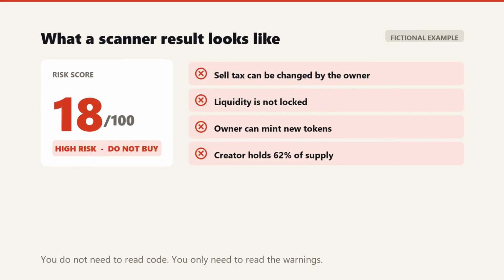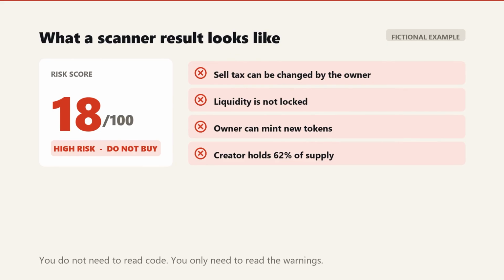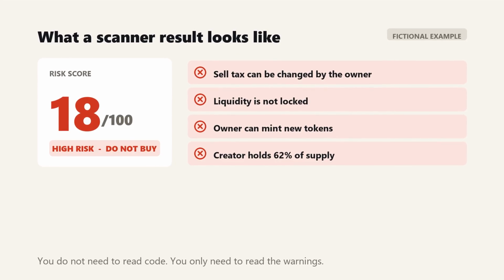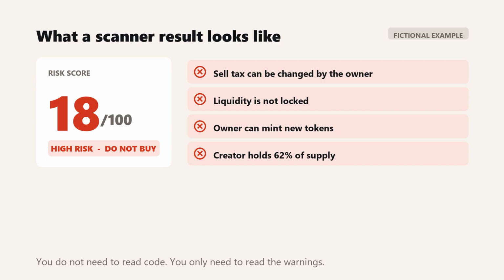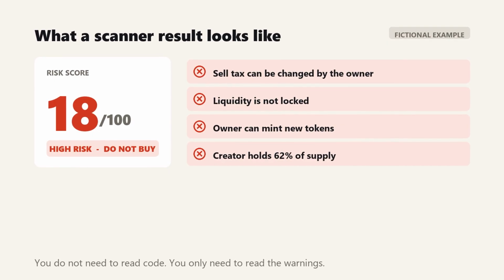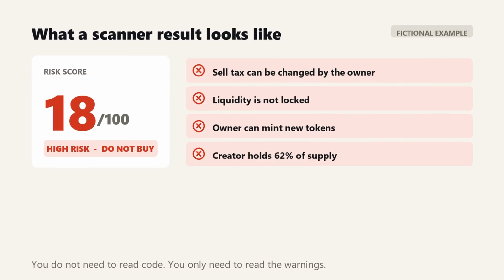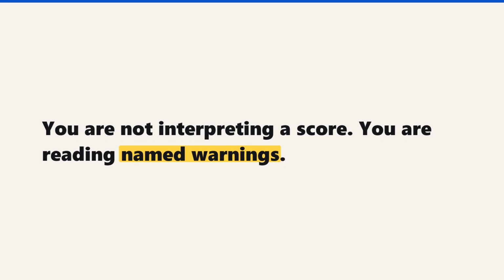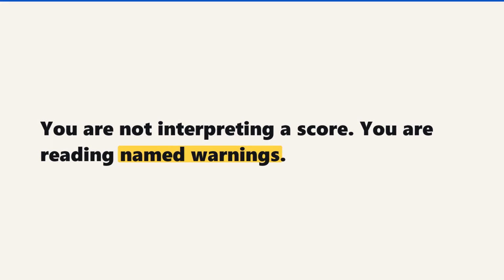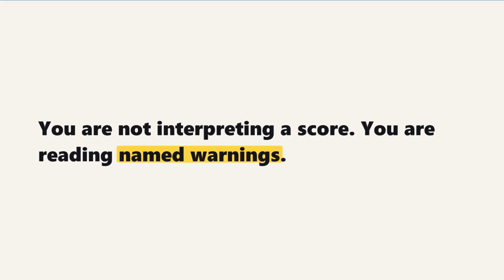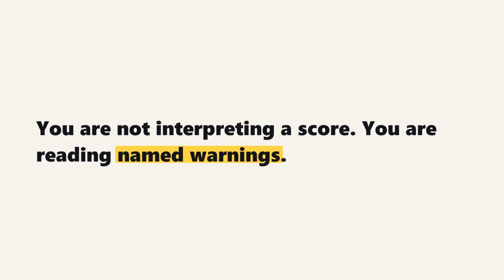What you are looking for is not a score you have to interpret. You are looking for named warnings. Can the owner mint new tokens? Can the sell tax be changed after you buy? Is there a function that blocks selling? Does one wallet hold most of the supply? You do not need to read a single line of code. The tool has already read it. Your job is to read the warnings and take them literally.